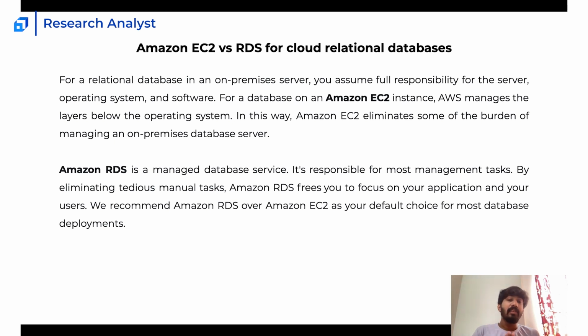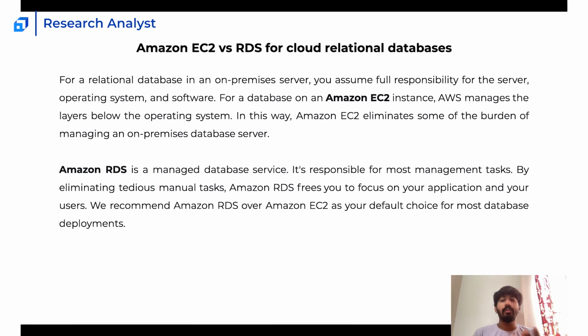For a database on an Amazon EC2 instance, AWS manages the layers below the operating system. In this way, Amazon EC2 eliminates some of the burden of managing an on-premise database server. So you can use Amazon EC2 and basically install MySQL server inside of it and configure it according to your needs. This is one way of launching a relational database.